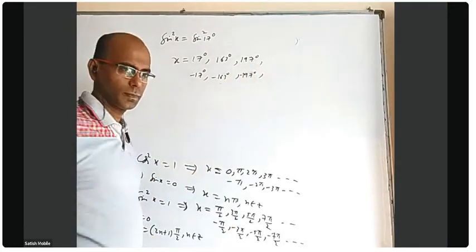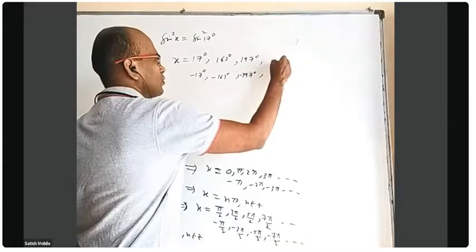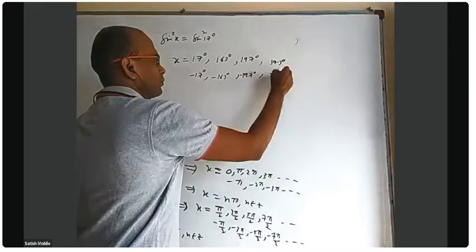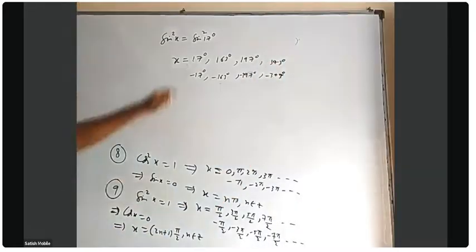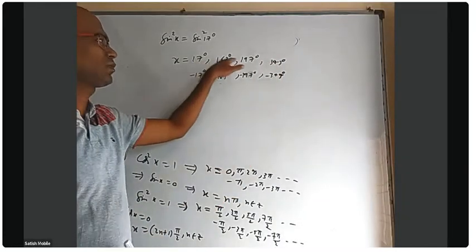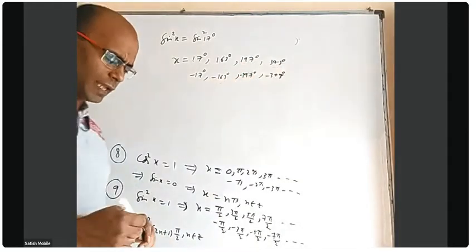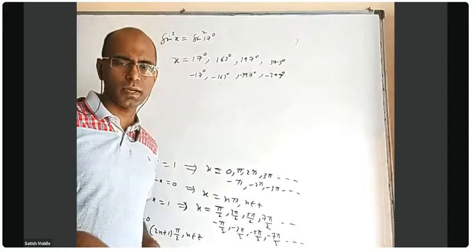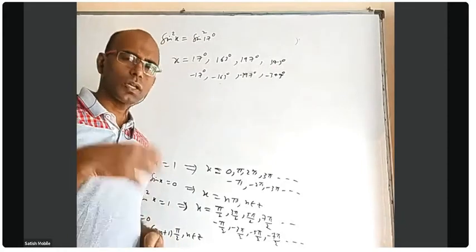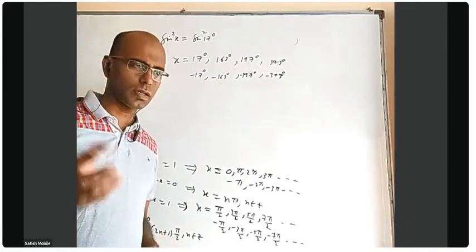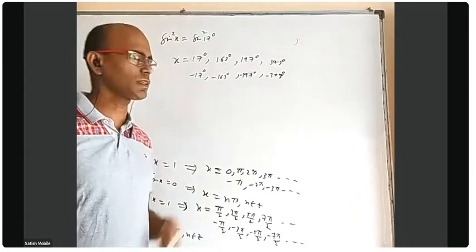What else? 343. Yes, basically this is 17, this is 180 minus 17, 180 plus 17, and 360 minus 17. Because sin of 180 plus theta or 180 minus theta is plus or minus sin theta, and sin of 360 plus theta or 360 minus theta also will be plus or minus sin theta. Square will take care.